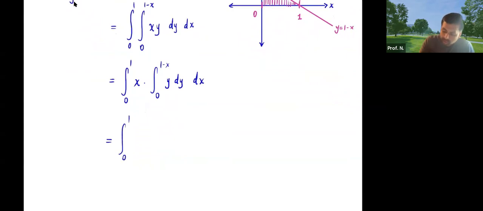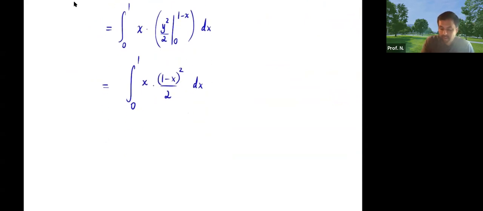So then when you integrate this, you get y squared over 2 from 0 to 1 minus x. This is x, this is dx. So then you get (1 minus x) squared over 2 multiplied by x from 0 to 1 dx. And you can take out the 1/2. 0 to 1. This is x. This is 1 minus 2x plus x squared dx.